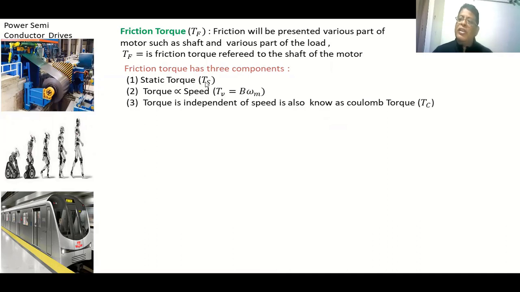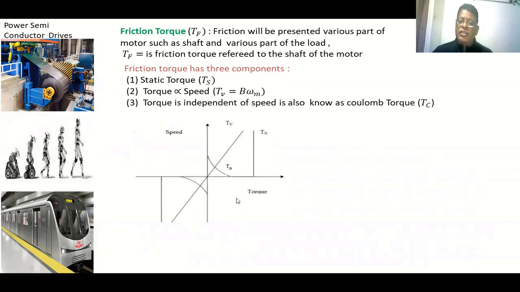The next one is a torque proportional to the speed, which we denote with a T suffix V, equal to B into omega. To remove that proportionality, we keep one constant. This is the term representing the torque proportional to the speed. One more thing is the torque which does not depend upon speed, nothing but a Coulomb torque, which we denote by TC. These are the three components of a friction torque.